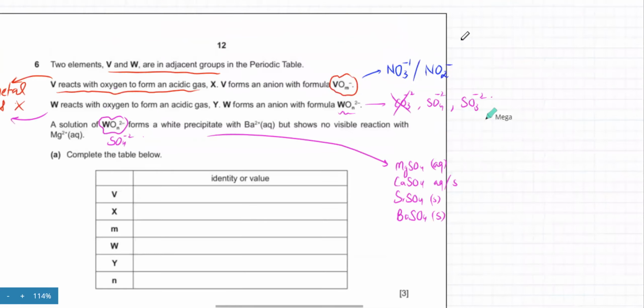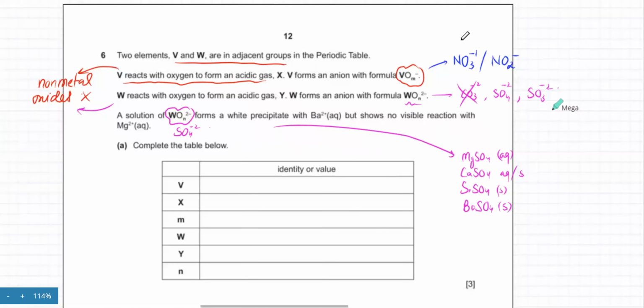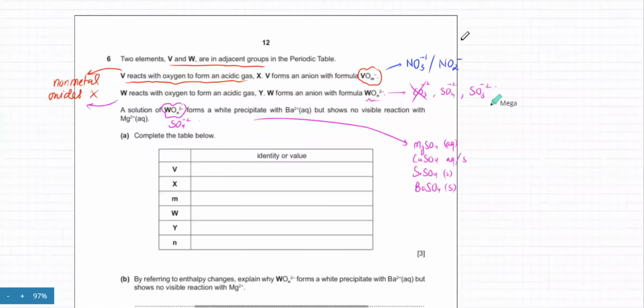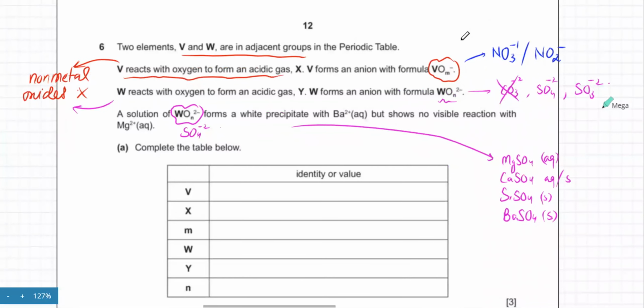Now the question states that we need to identify a value for V, X, M, and W, and that's it. That's the whole question. I think it's a 6-mark question, a small question. So what's V? V is probably nitrogen. And what's X? It's forming an acidic gas. The acidic gas is NO2.